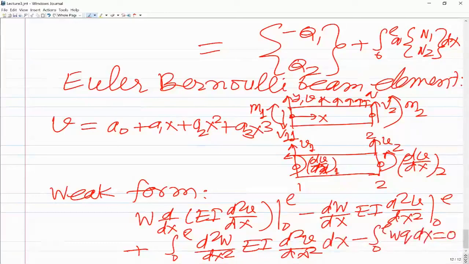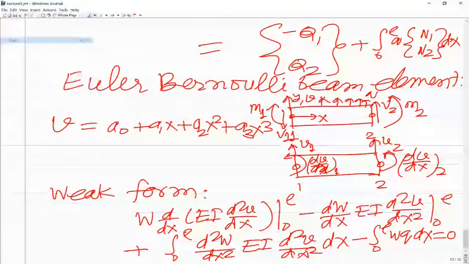So now from this, by taking w as h1, w as h2, w as h3 and w as h4, you get the four equations, and then you keep all the unknowns on the left hand side and the known quantities on the right hand side, and you get the element level governing equation. So this is where I want to stop, and if you have any questions you can ask.